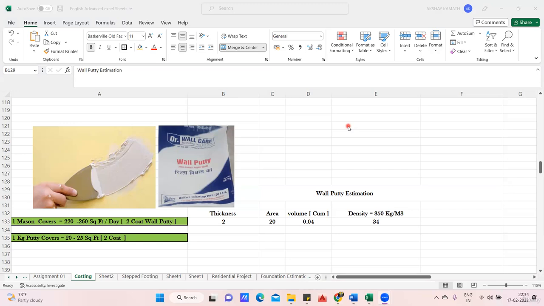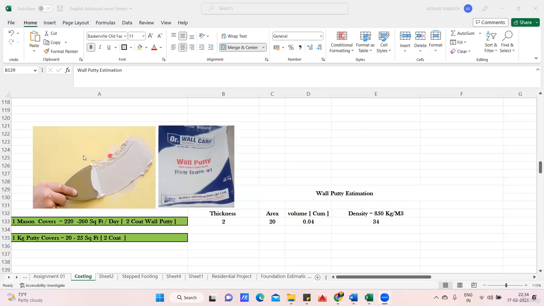So, in this lecture, we will see how the wall putty estimation or the costing is done. This is called wall putty. Once you do the plastering, we apply wall putty so that you get a very even surface of the plastering. After that, when you do the painting, the paint consumption will come down and it will have a smooth finish. That is the reason we put wall putty.